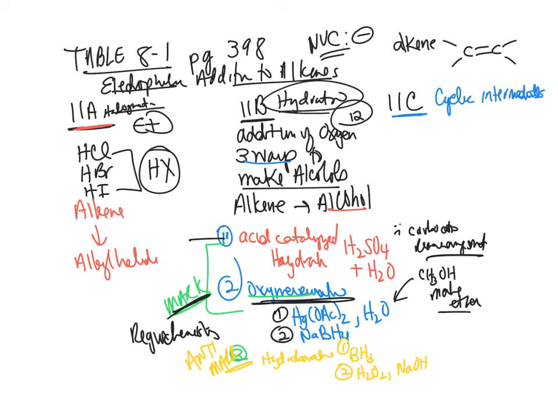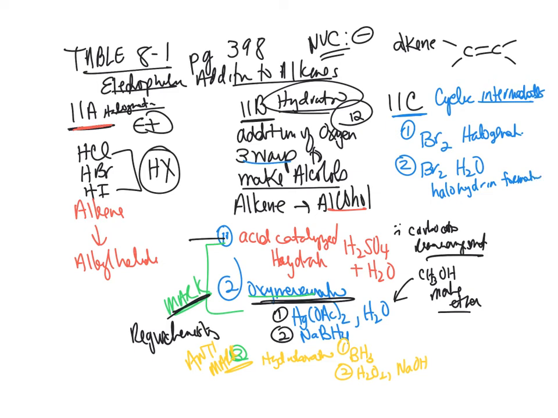Okay, so we're going to look at cyclic intermediates, and the reactions where we're going to add Br. We're going to add halogens, so this is halogenation, and that's up there on the chart. We're also going to add water and the halogen, and that's called halohydrin formation. Each one of these should have their own chart.